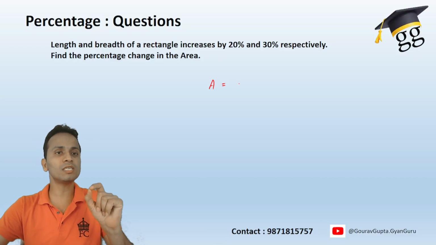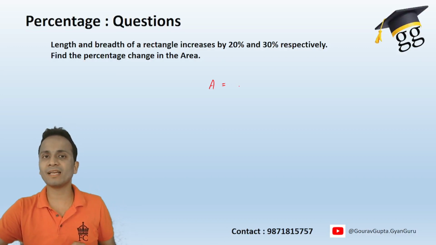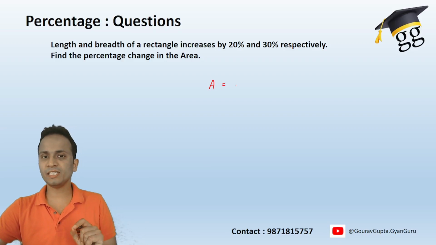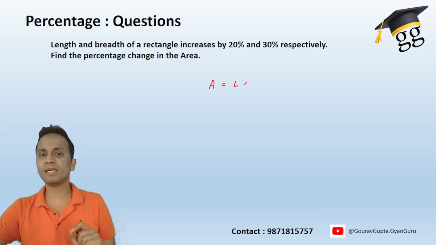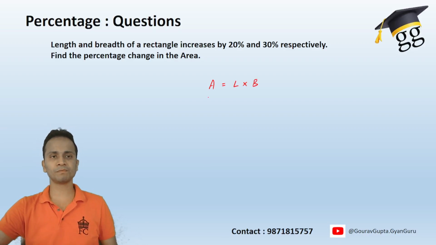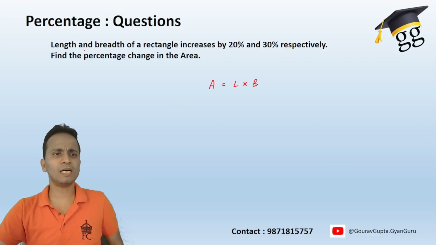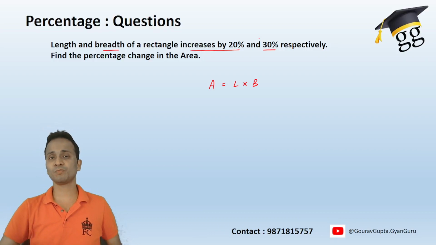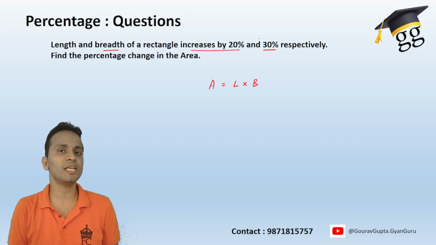So if I talk about the area of rectangle, area of rectangle क्या होता है? Area is equal to length multiplied by breadth. Okay, so question क्या बोल रहा है? The length increases by 20% and breadth increases by 30%. What will be the net percentage change in area?